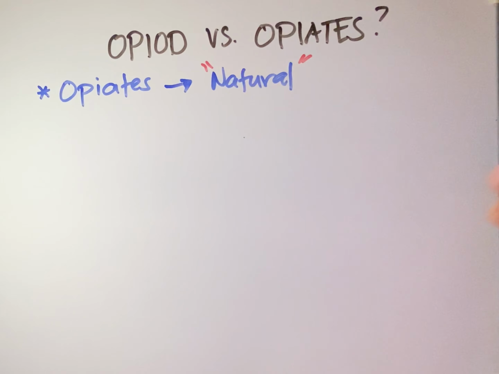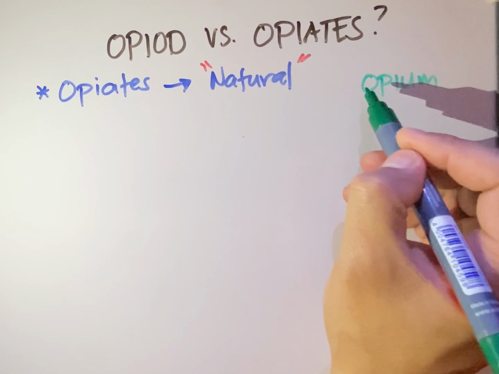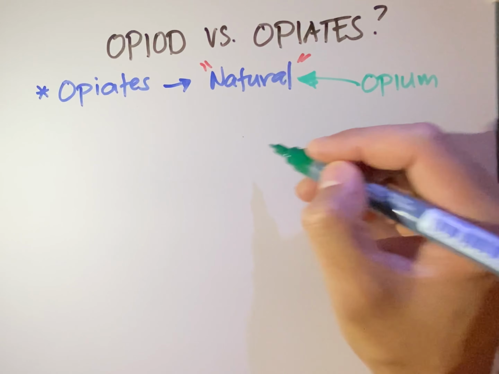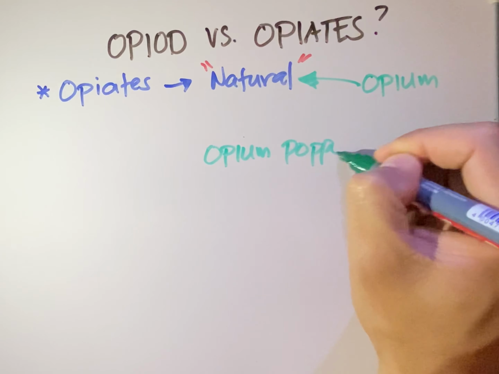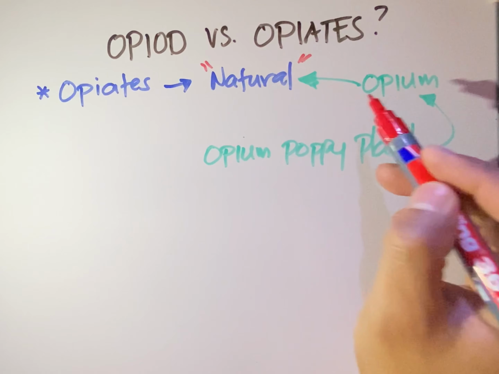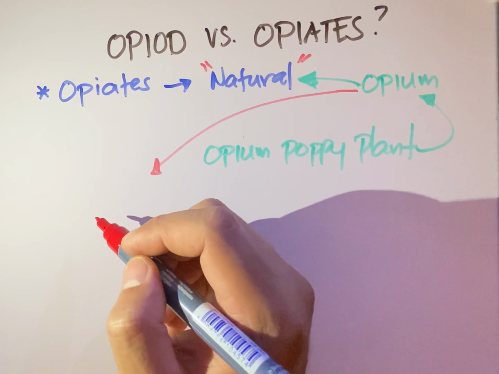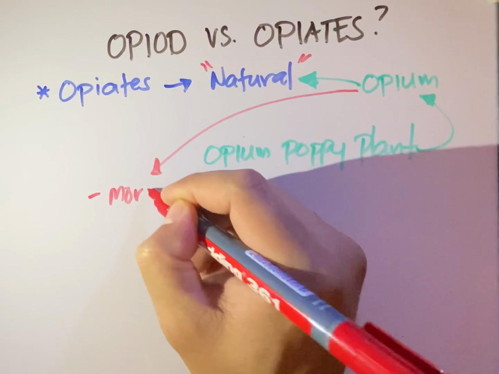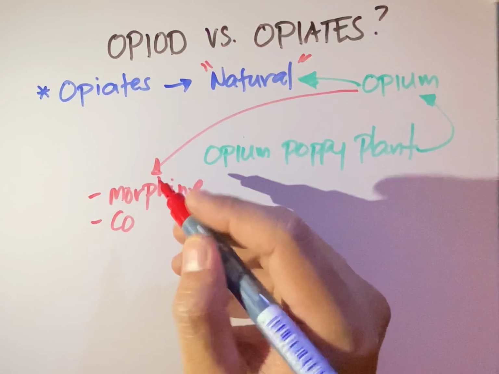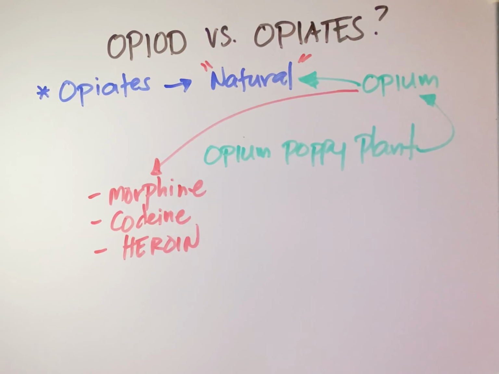Opiates are labeled natural because the active ingredient molecules are created by nature. The opium poppy, also known as Papaver somniferum, produces opium, which is a dried latex obtained from this plant's seed capsules. Opiates are drugs that are derived directly from opium. All right? So, an opiate is a drug that comes from the opium that is produced by the opium poppy, or the Papaver somniferum. Examples of these drugs are morphine, codeine, and heroin.